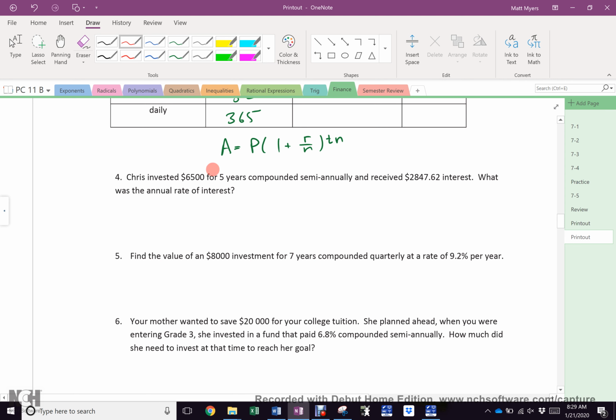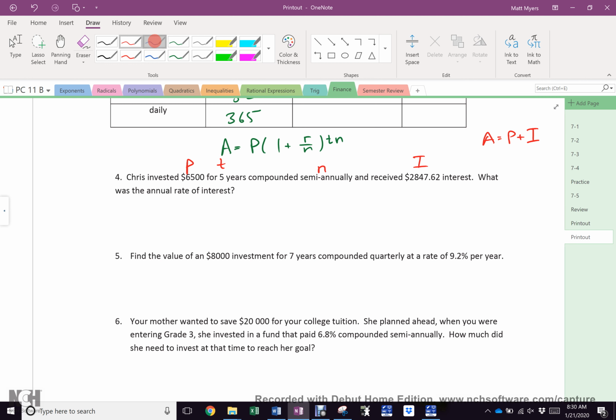Do I have an A? I have a principal. There's P. Do I have an interest? Yeah, interest is right here. So do I have an A? Because A equals principal plus interest, right? Do I have an R? No. Do I have a T? How long? Do I have an N? How long? So 2, right?